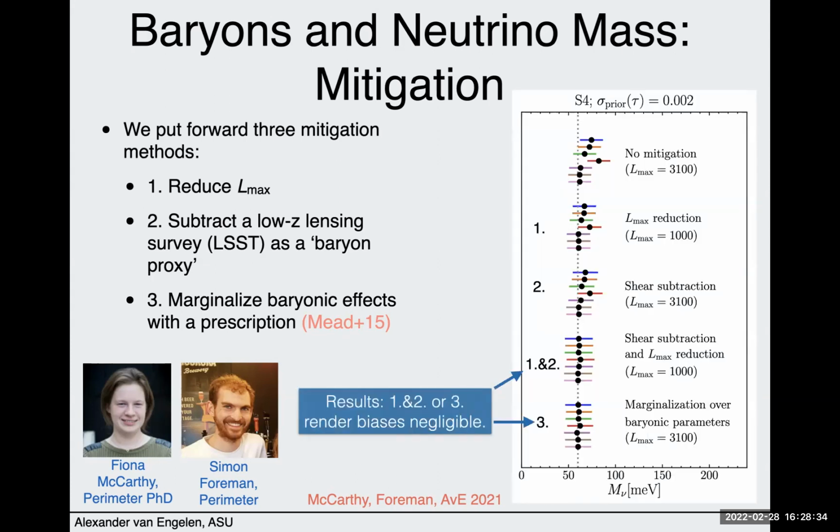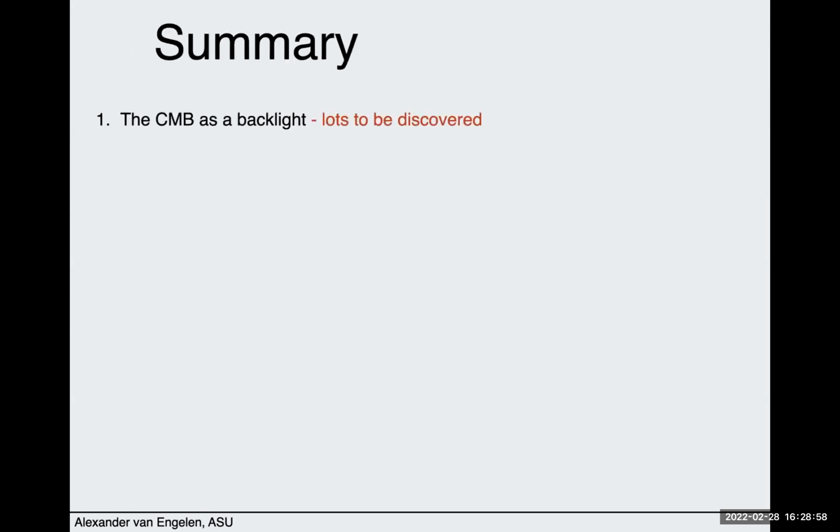And the answer is that this works pretty well. You need to use method 1 and 2 together, or method 3. Method 1 and 2 doesn't quite get you there, either one on its own. But you can either cut L max and do this low redshift LSST subtraction, or you can marginalize over this analytic model. Okay, so I think that's where I'd like to stop.